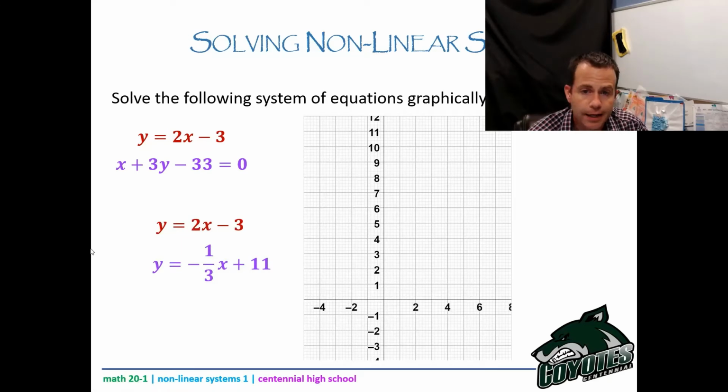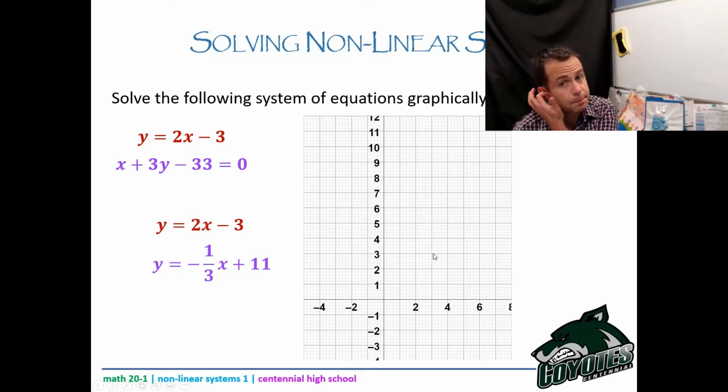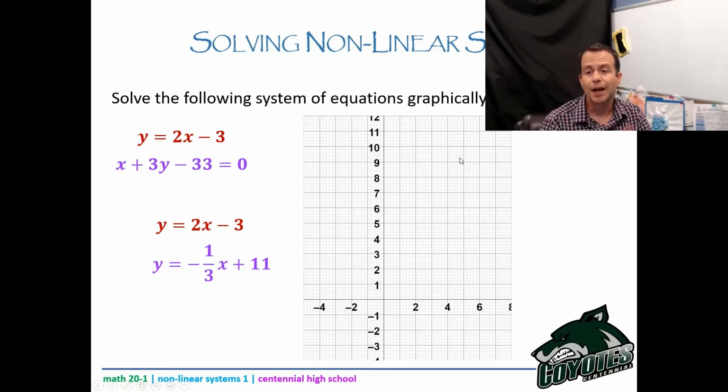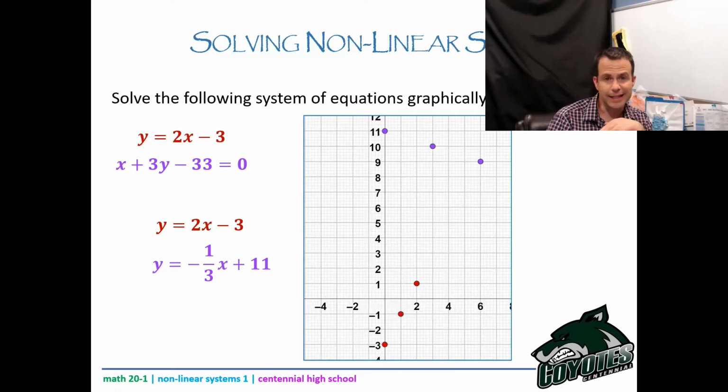The red one, I know I have a y-intercept at negative 3 down here. And then I go up 2 over 1, that's what my slope says. Up 2 over 1, up 2 over 1. So I'm going to plot some points there, okay? Then for the purple one, I know I start at 11, way up here. And I'm going to go down 1, right 3, down 1, right 3, and plot some points. I'm going to get out a ruler so I can connect those dots. I always want to use a ruler here so that I ensure my lines are straight. Otherwise, it's going to throw off my answer, right?